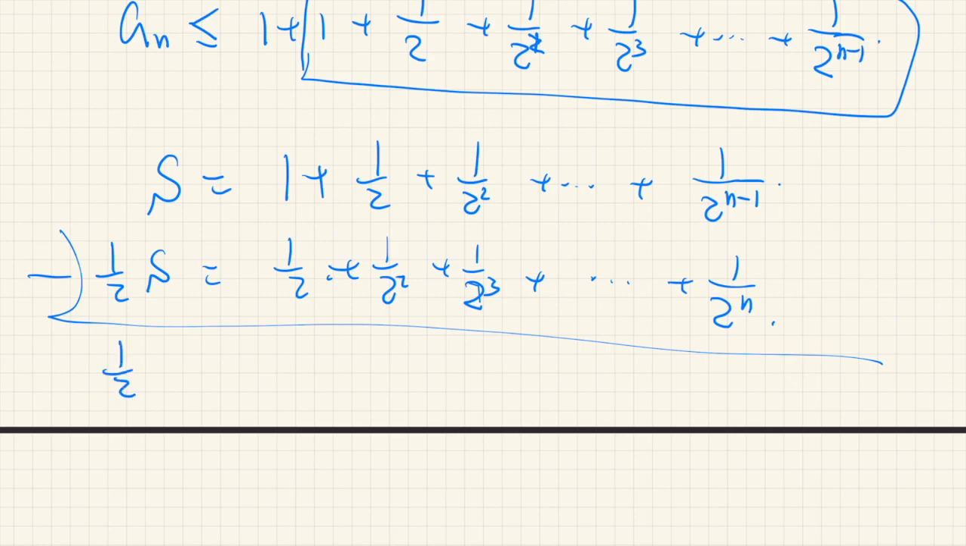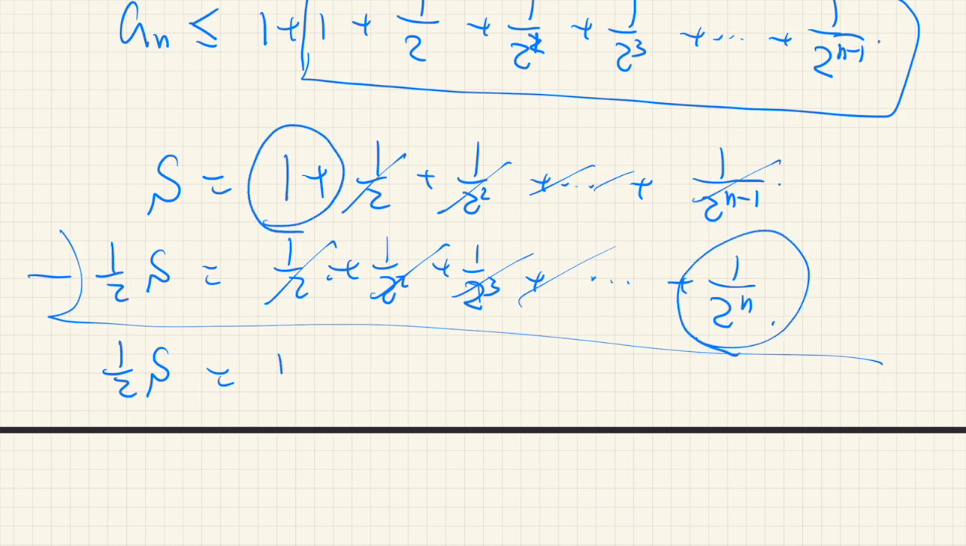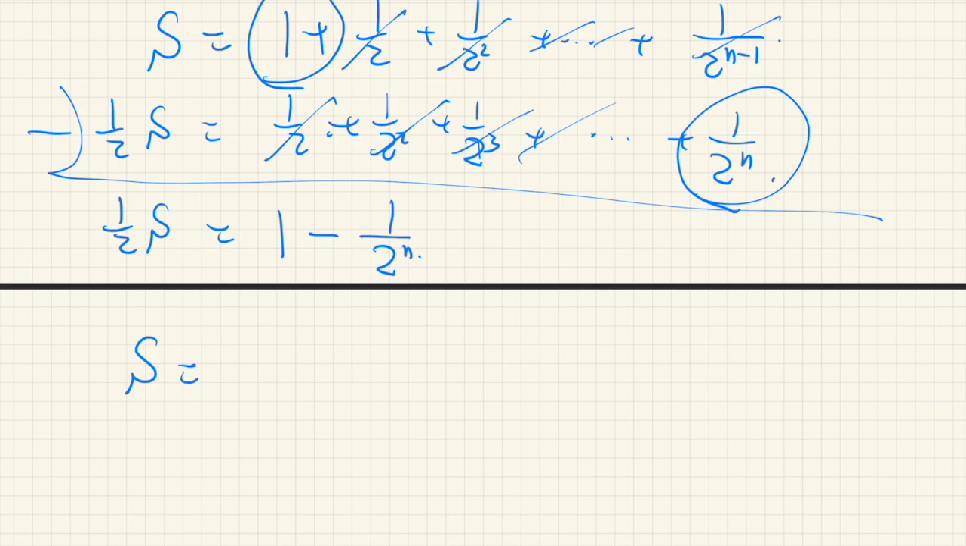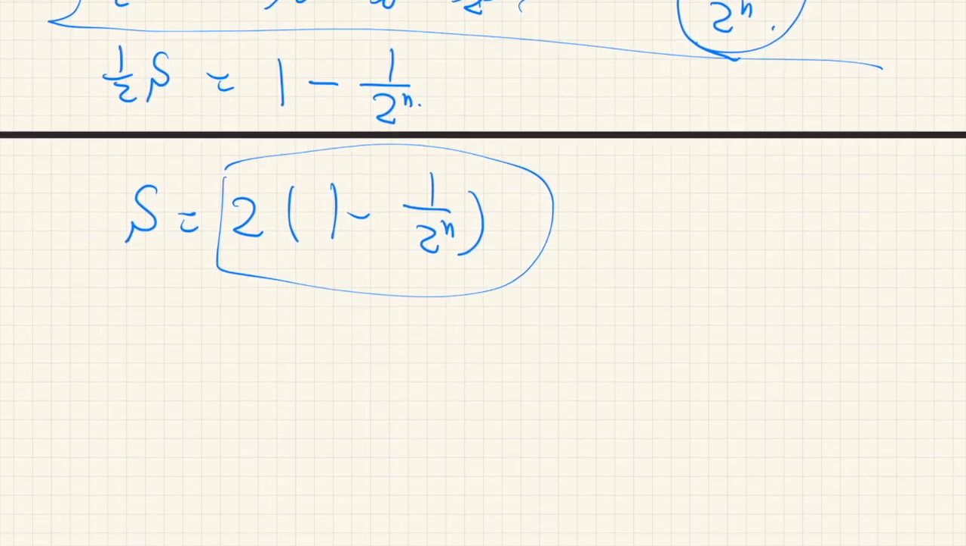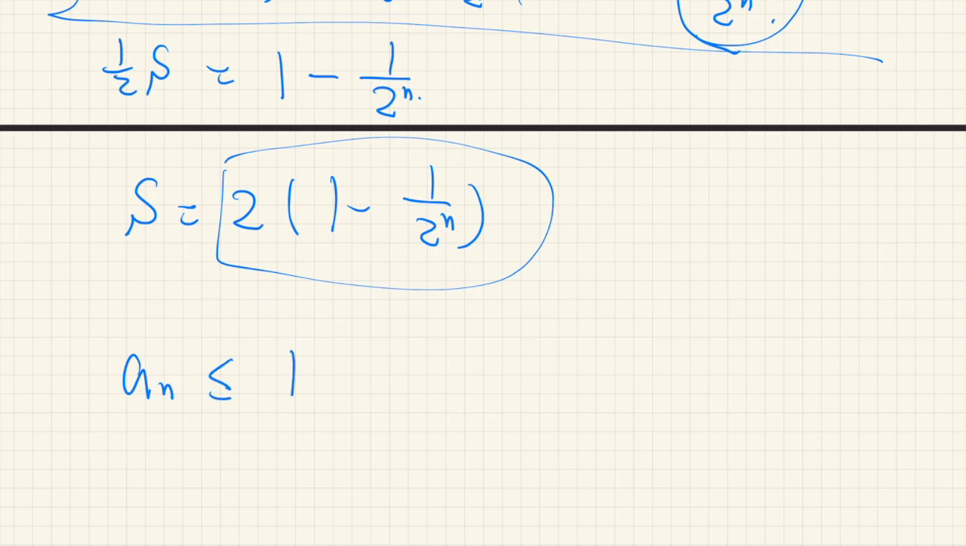Now take the difference between these two. The left-hand side is S over 2, and on the right-hand side this cancels, this cancels, this cancels, and so on, and everything is cancelled except for this one and this one. So the right-hand side is 1 minus 1 over 2 to the power of n. Now, multiply both sides by 2 to get S. Now substitute this into here. So a_n is less than or equal to 1 plus this summation, so 1 plus 2 minus 1 over 2 to the power of n minus 1.